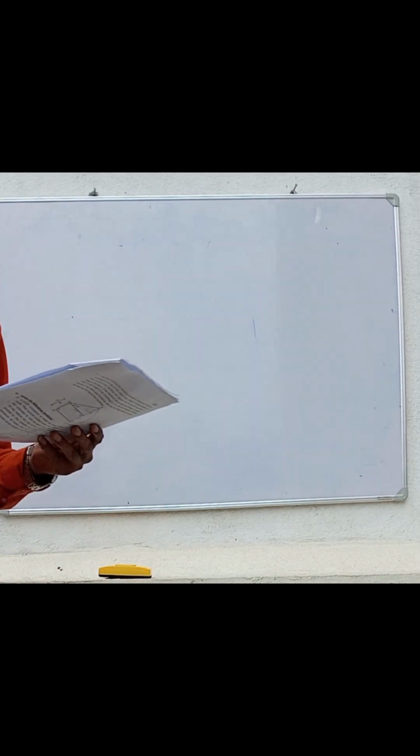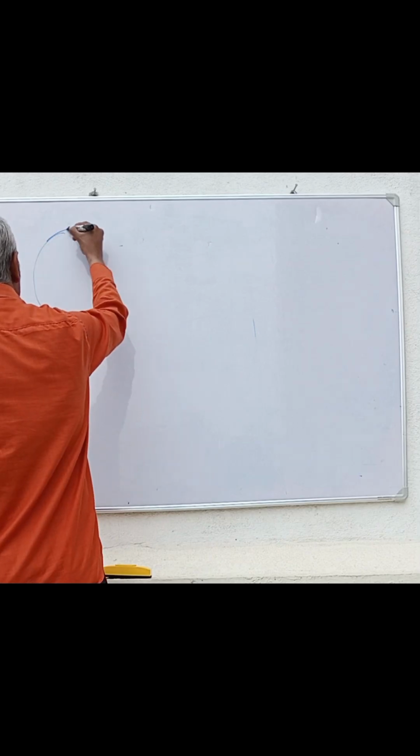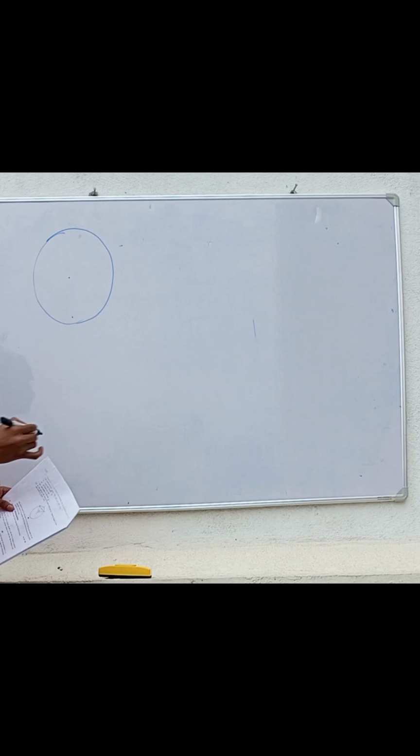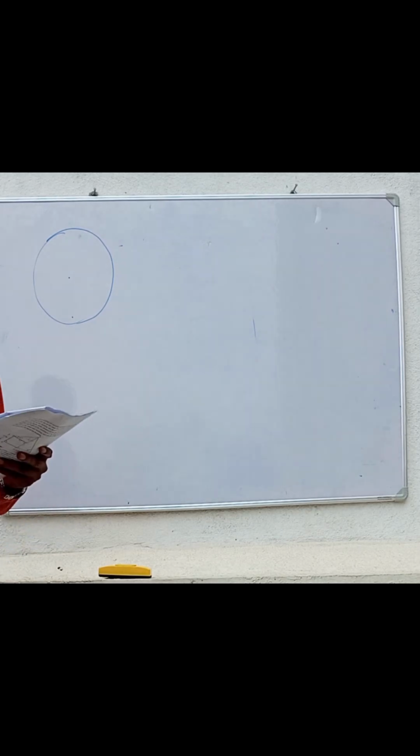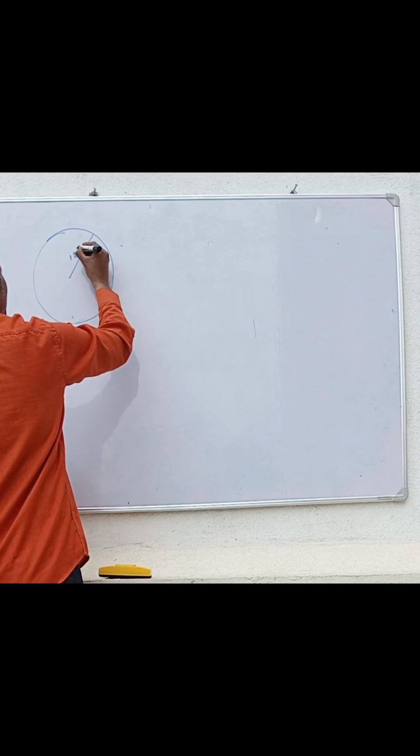Question: the minute hand of a wall clock is 18 centimeter long. One wall clock is there. As you know, a wall clock is always circular. At the center, the hands are kept: minute hand, second hand and the hour hand. The minute hand is 18 centimeter long, which means this becomes the radius. R is equal to 18 centimeter, given here.